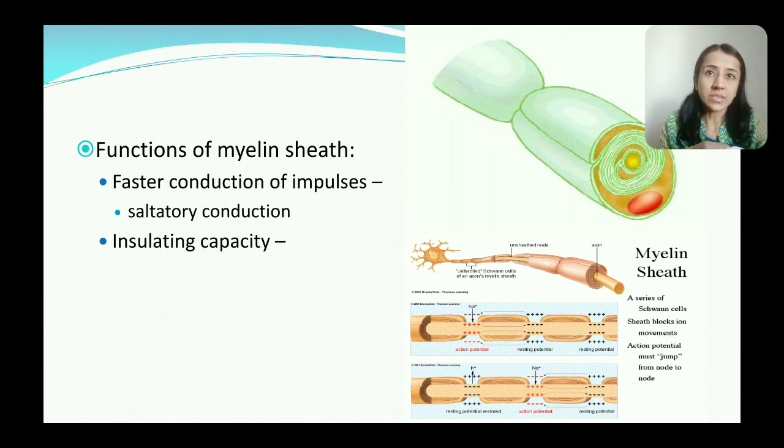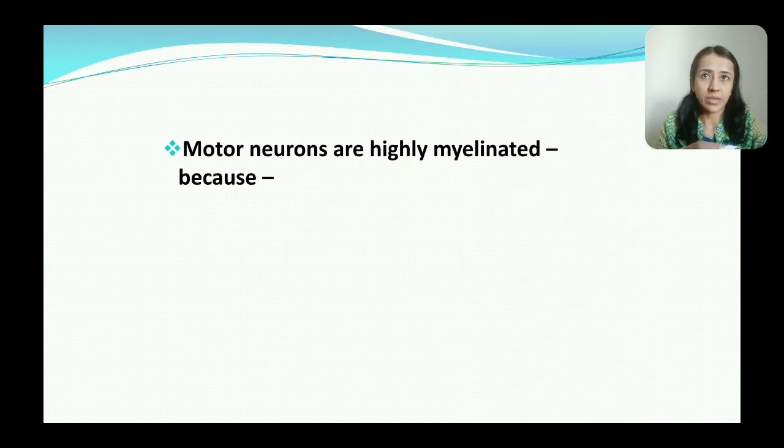Function of myelin sheath. Myelin sheath is important for fast conduction of impulses, because with the myelin sheath there is saltatory conduction. Impulses or action potentials jump from one node of Ranvier to another, and this is faster than conduction in a non-myelinated nerve fiber. Second is the insulating property. Myelin sheath acts as an insulator because it restricts the nerve impulse to the single nerve fiber. It will not allow the nerve impulse to move to the neighboring fibers. Motor neurons are highly myelinated. Why? Because myelination increases the speed of conduction, and in the motor neuron, the speed of conduction required is higher, and therefore they are highly myelinated.